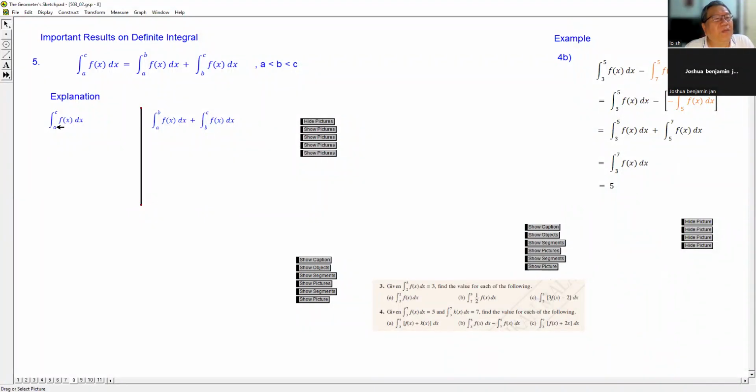Now, integrate from a to c is the same as integrate from a to b, b to c. Okay? What is this? Let's say, for example, you want to integrate a certain function from 1 to 10. It is the same as integrating from 1 to 3, then 3 to 10.